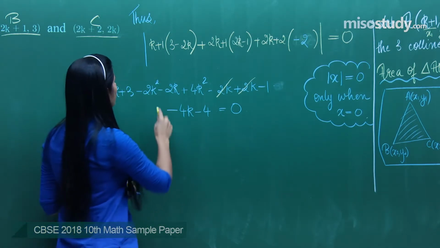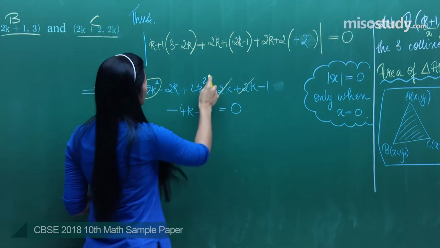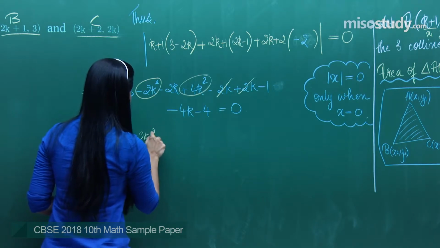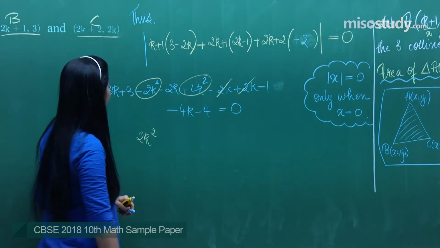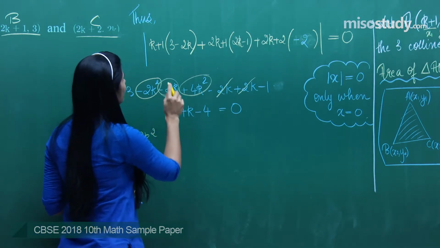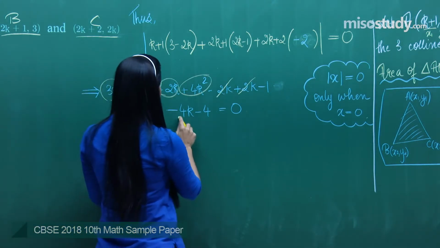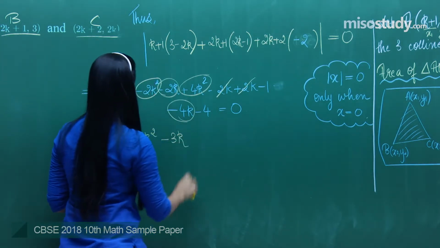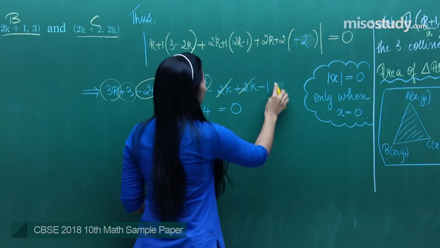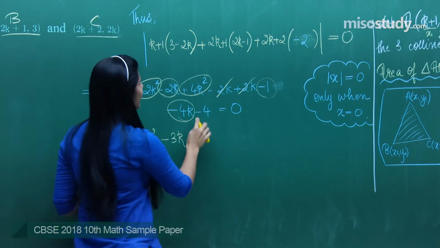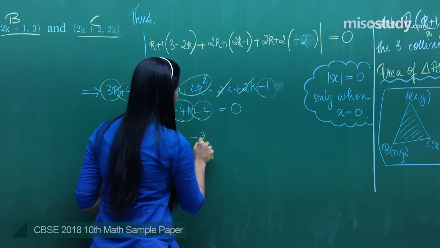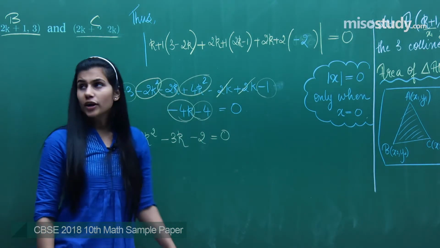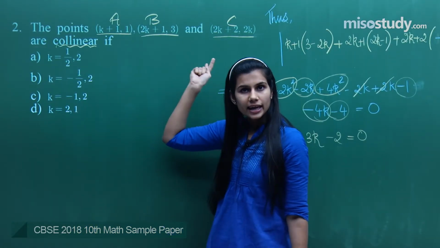Let's just collect the terms now. Minus 2k square plus 4k square gives you plus 2k square. After that you have 3k minus 2k, which gives you 1k. 1k minus 4k gives you minus 3k. Then you have plus 3 minus 1, which gives you 2, and 2 minus 4 gives you minus 2. Once you have sorted this out, don't forget you have to find the value of k, okay?